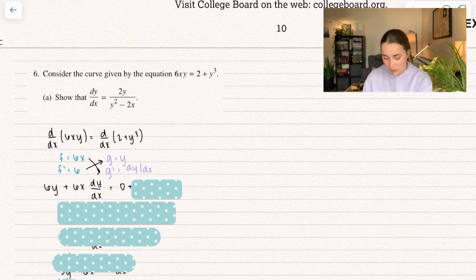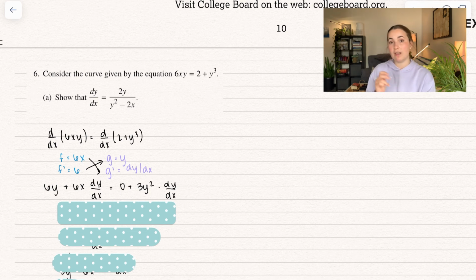So the derivative of 2, that's just going to go to 0, right? Now the derivative of y cubed, we're going to take it like a normal derivative, 3y squared, but we have to multiply by the derivative of y in terms of x. It's like chain rule, and the inside is going to be y.